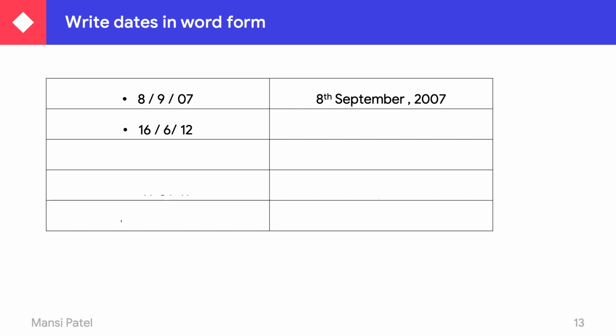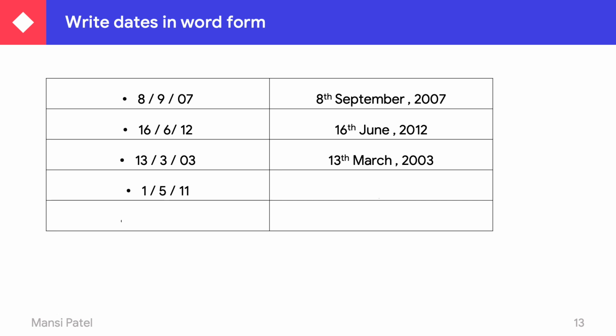Now 16/6/12. So 16th, now 6th month. Which is the 6th month? The 6th month is June. So we can say 16th June 2012. Next, 13/3/03. So 13 represents date, 3 represents month. Which is the third month? March. And 03 represents year. So we can say it's 13th March 2003.